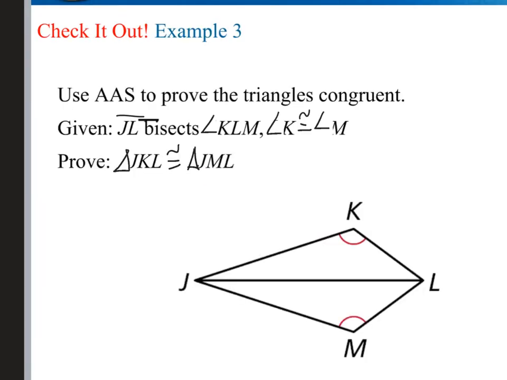Okay, so here is another figure. Pause your video and see if you can explain why you could, or how you could use angle side to prove that these are congruent triangles.